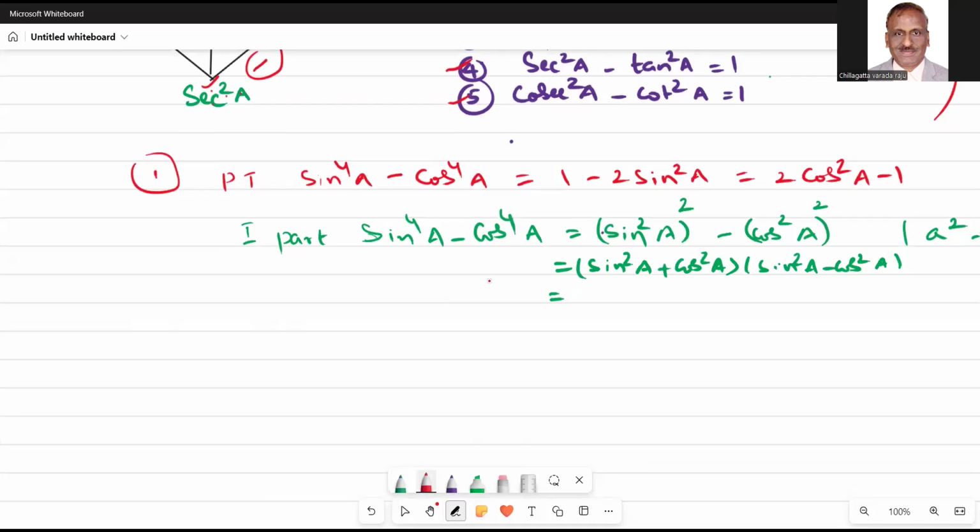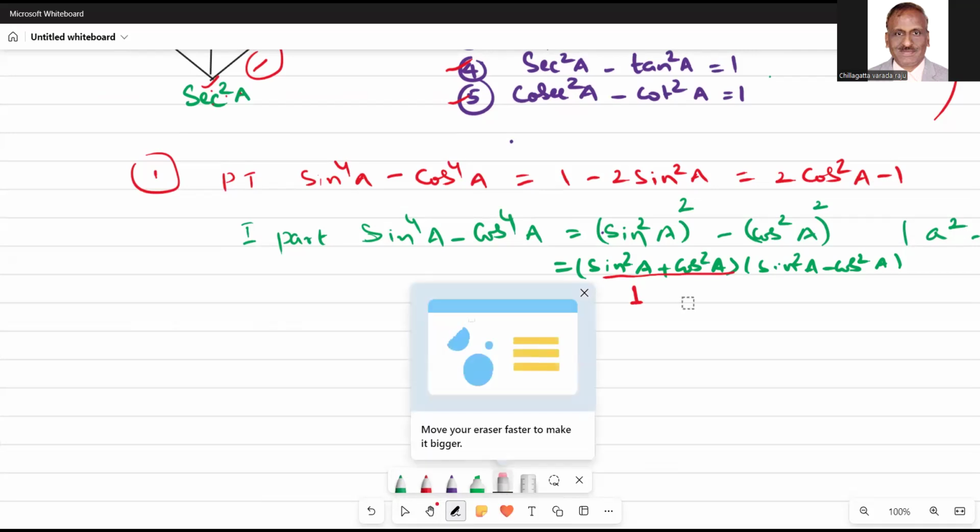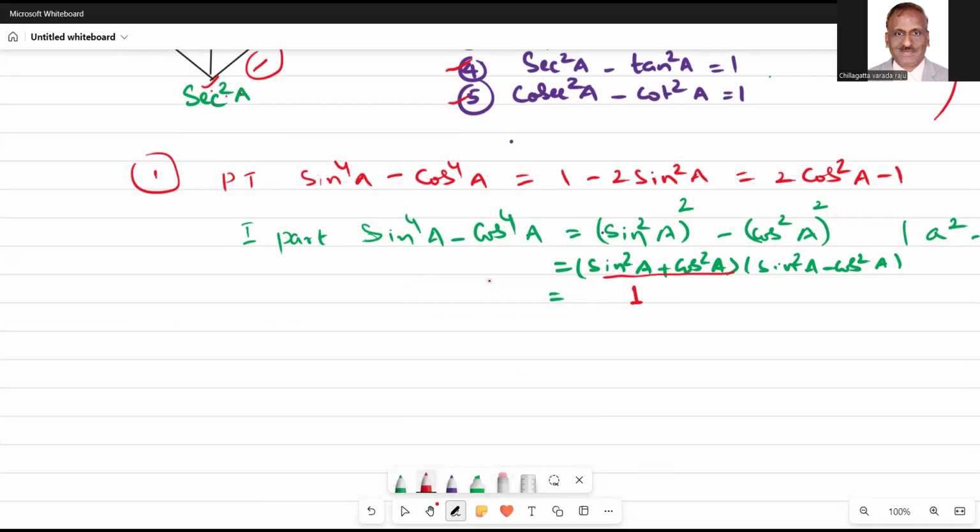So already the first identity says sine square a plus cos square a. What is the sum of this? Sine square a plus cos square a will give you 1. So 1 into sine square a minus cos square a will give you sine square a minus cos square a. So you did not get any one of the required answers. That is, 1 minus sine square a you did not get, and 2 cos square a minus 1 also you did not get.